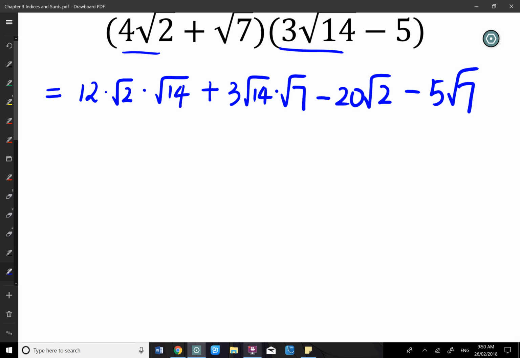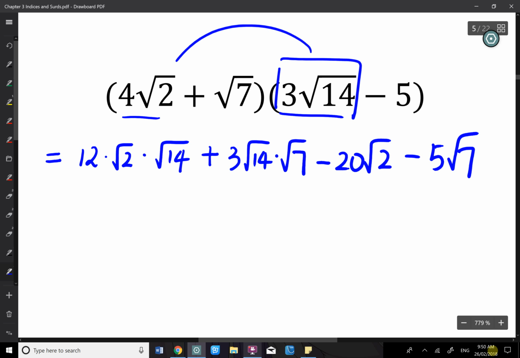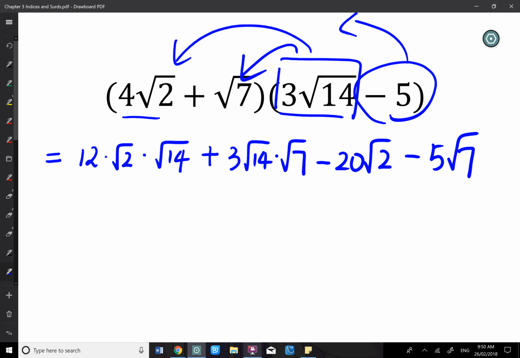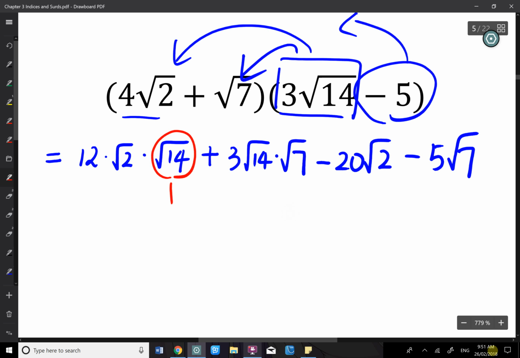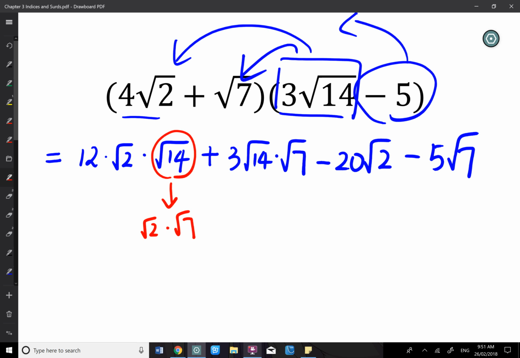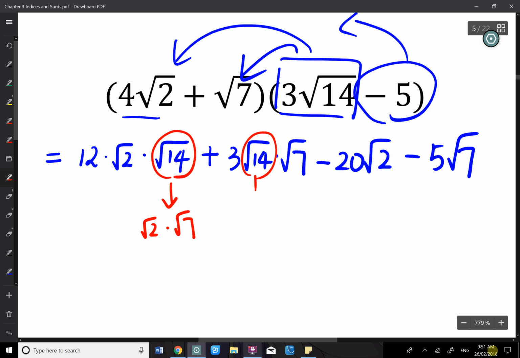Okay, I select this one to times with the front 2, and I select this one to times with the front 2. Maybe the order is a little bit different compared to yours, but it will be the same, like you have the same terms. Okay, why don't I times the roots directly? Because I see I can simplify it. For example, this root 14, that's root 2 times root 7. Why do I separate this root 2 and root 7? Because that root 2 and the front root 2 can become a whole number. Like you can simplify it. Also, this root 14 is root 2 times root 7 as well.